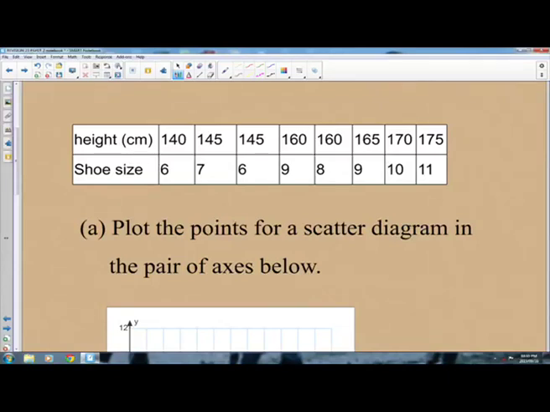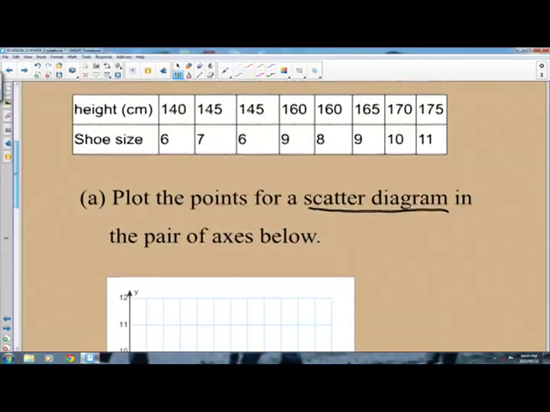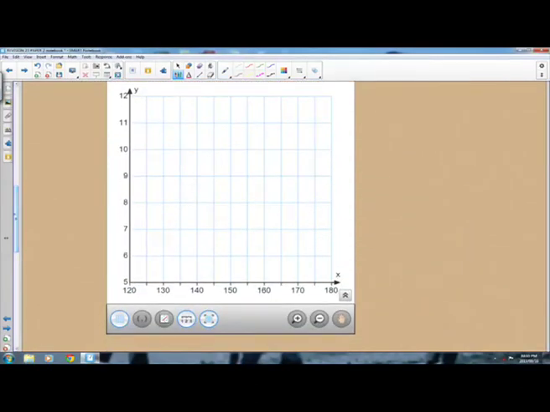Then the question says, plot the points for a scatter diagram in the pair of axes below. So you have been told that you have to produce a scatter diagram. Let's plot these points and find out if we'll be able to produce the scatter diagram. We have 146, so let's plot the point 146 and 6. So the point 146 is here.